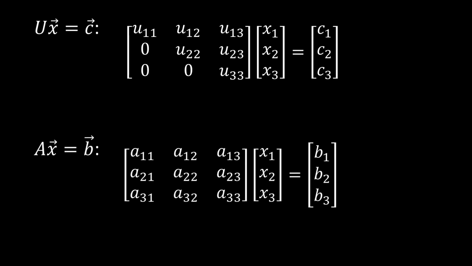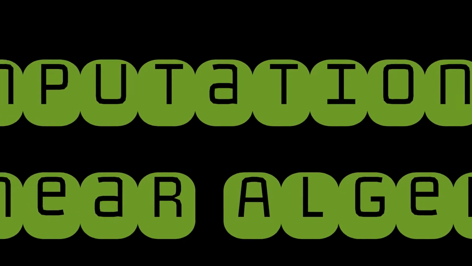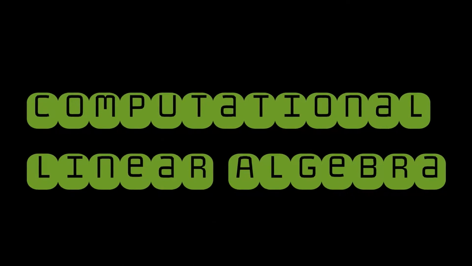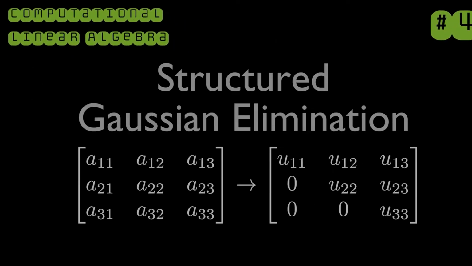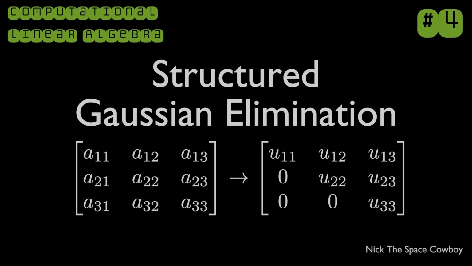But the question still remains, how do we solve a random AX equals B system that is not necessarily triangular with computational methods? And the aim of this video is to answer that question. Howdy folks, my name is Nick, and welcome to the fourth video in my series on computational linear algebra, where we are going to discuss structured Gaussian elimination.